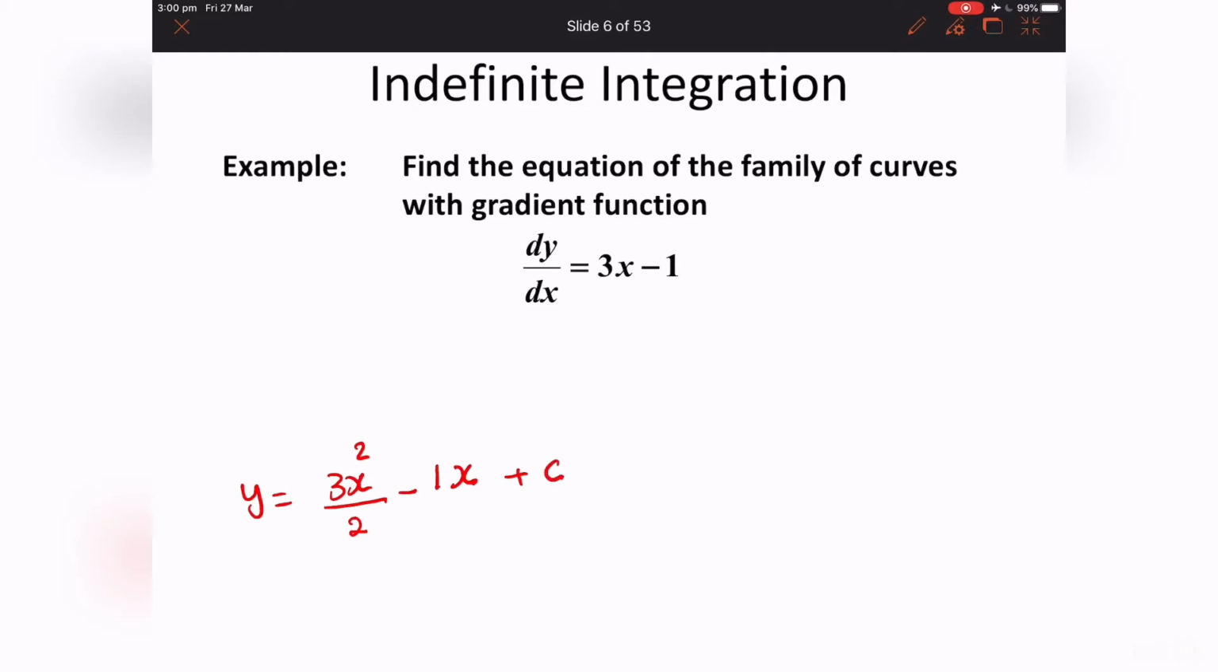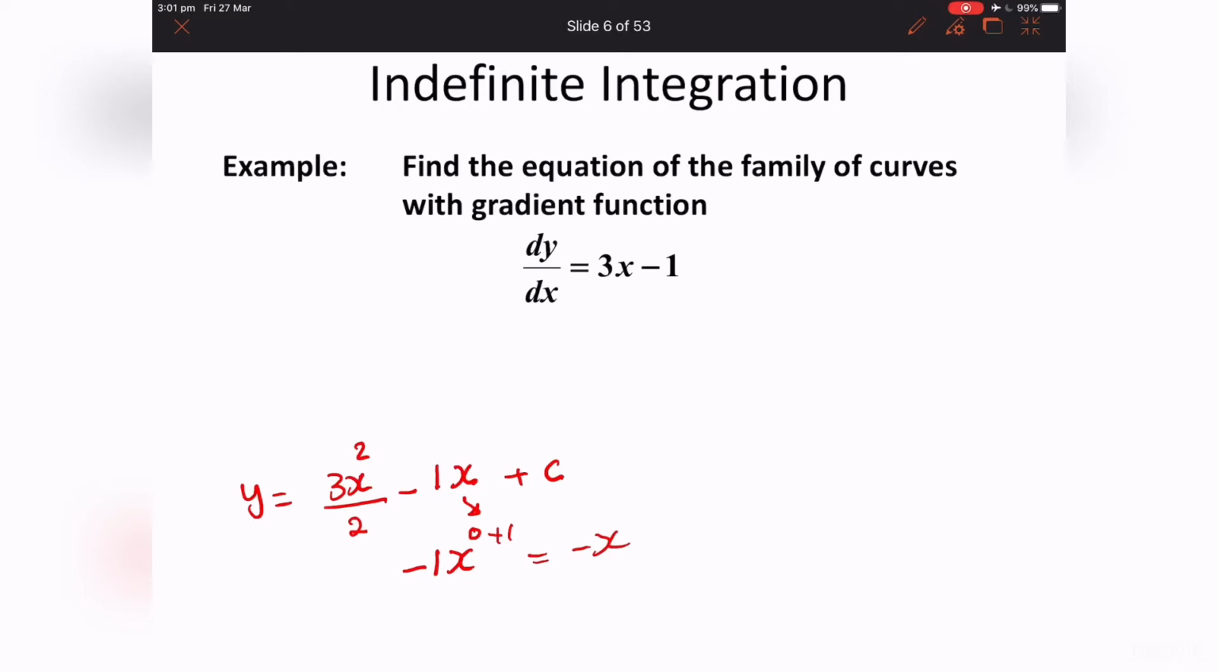Why this minus 1x? The 1 becomes minus 1x. So maybe if you want to think about it this way, this minus 1 means minus 1 multiplied by x to the power 0. So x to the power 0, if you add 1 to it and you divide by 1, you will get minus x to the power 1. So you can think about it this way, or just learn it as the integration of a constant is always x. Or if it's 5, then it's going to be 5x.